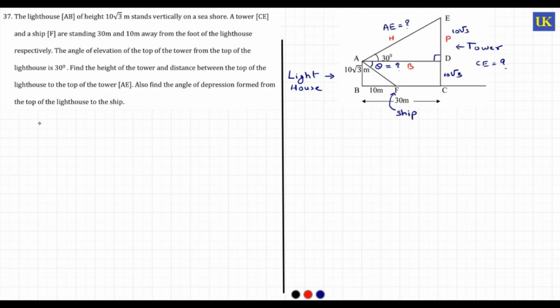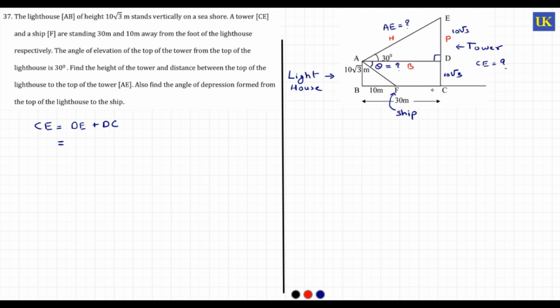Now what we'll do, guys, we have to find CE now. Okay, we have to find CE. How we can find out? By adding DE plus DC. Okay, we are continuing the same thing on the next page now.